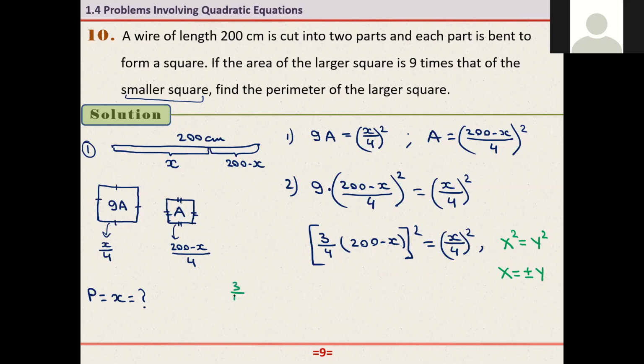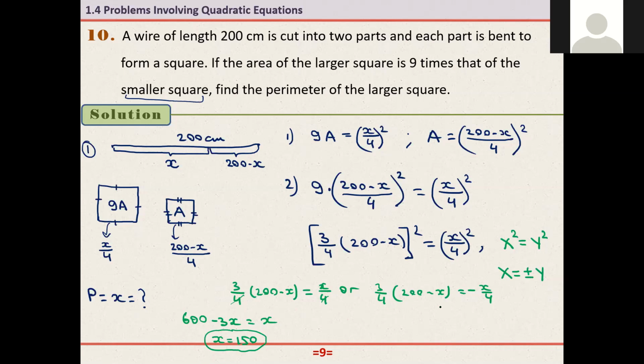Number one is 3 over 4 times (200 minus x) equals, on the right-hand side, x over 4. It's just a linear equation, right? So if you solve this, the 4s cancel each other. If you remove the brackets, we have 600 minus 3x. On the right-hand side, we have x, right? Take it to the right-hand side: 4x divided by 4. So x is equal to 150. That is a solution. Much easier than solving a quadratic equation.